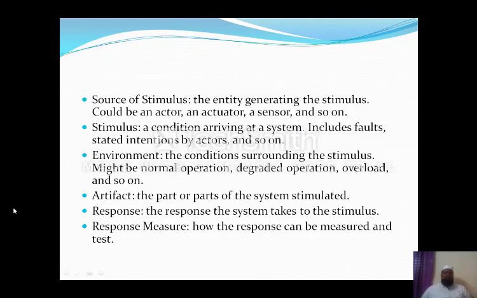Source of stimulus is the entity generating the stimulus, which can be an actor, actuator, customer, sensor, and so on. Stimulus is a condition arriving at a system, including false stated intentions by actors and so on. Environment is the conditions surrounding the stimulus, might be normal operation, degraded operation, or overloaded, and so on. Artifacts are the parts of the system stimulated.